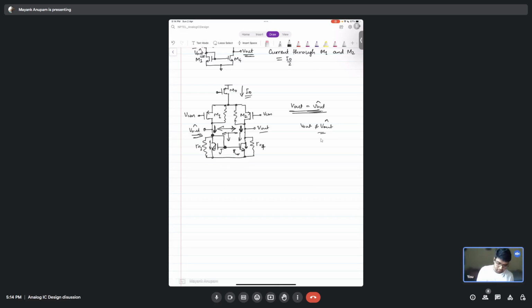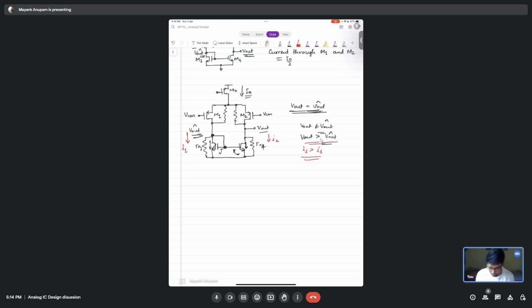And for simplicity, let's assume that V out is greater than V out hat. If V out is greater than V out hat, this current should be larger than this current, isn't it? So this is very messy now, so here, another color. Let's call this current I2 and this current I1. If V out is greater than V out hat, what will be the I out? I out will definitely be greater than I1, right?